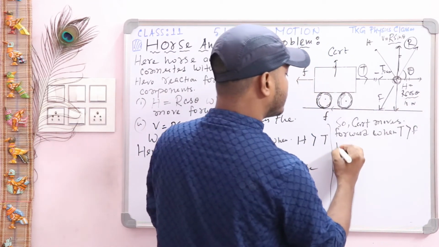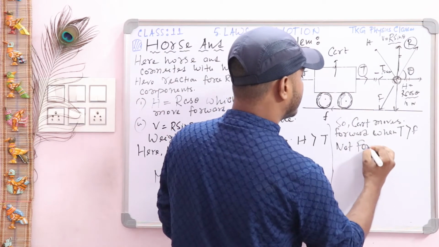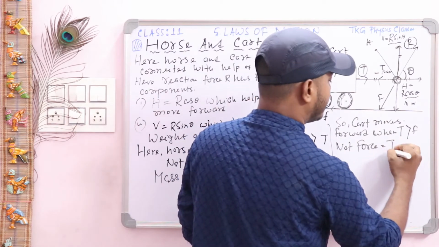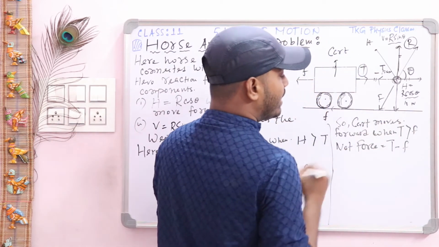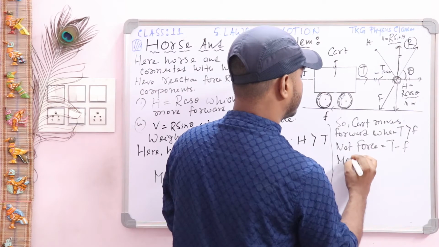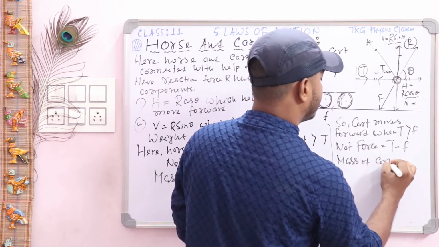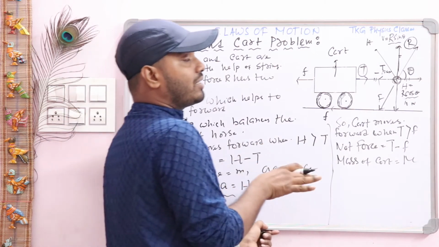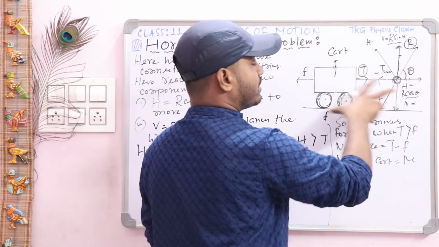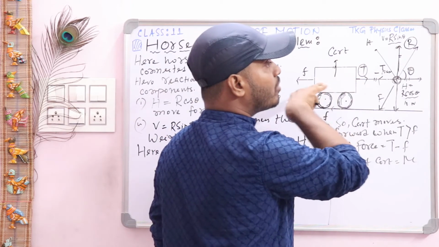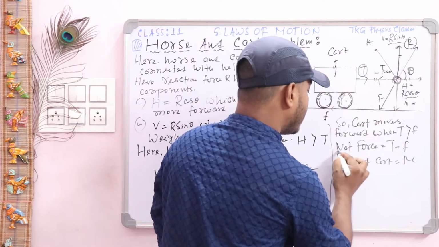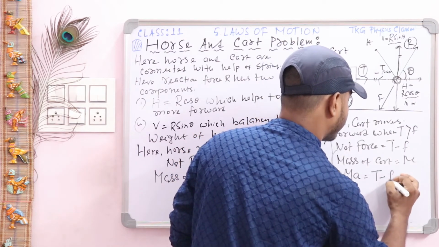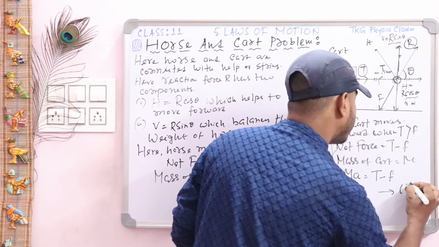So what is the net force? So here net force for cart is equal to T minus F, and suppose mass of cart is represented by capital M and this one is represented by small m, and acceleration same, both are total system and whole system is moving forward with an acceleration a. So here net force, that means M into a, that is equal to T minus F. Suppose this is our equation number 2.